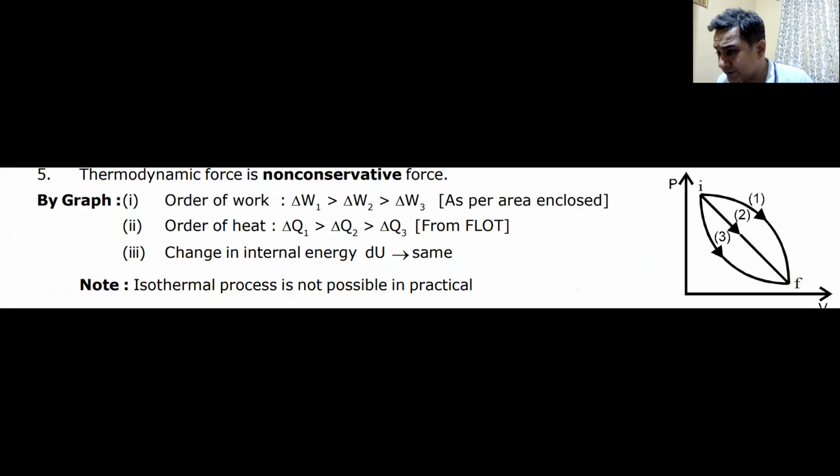Then comes this. You can see this is the initial stage. Do you see this? And this is the final stage. I have gone from initial stage to the final stage in 3 different ways. This is way number 1, this is way number 2, and this is way number 3. Do we understand this?